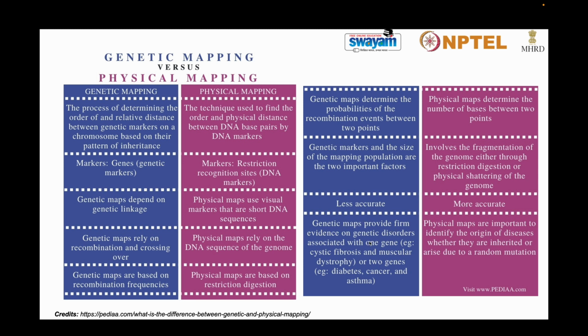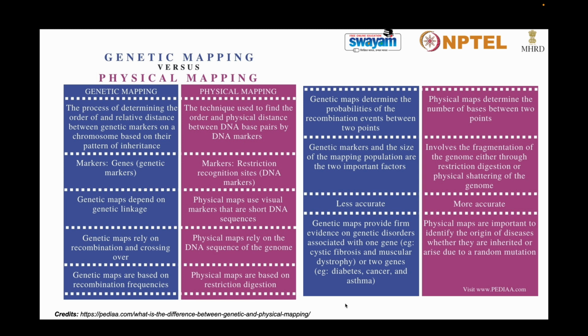Genetic maps provide firm evidence on genetic disorders associated with one gene, for example cystic fibrosis and muscular dystrophy, or two genes, as in diabetes, cancer, and asthma. In this way, it can provide you the evidence because it is targeting the linked genes, or the genes that are far from one another. But physical maps are important to identify the origin of diseases, whether they are inherited or arise due to a random mutation. So physical maps can provide you this information and they are very important.